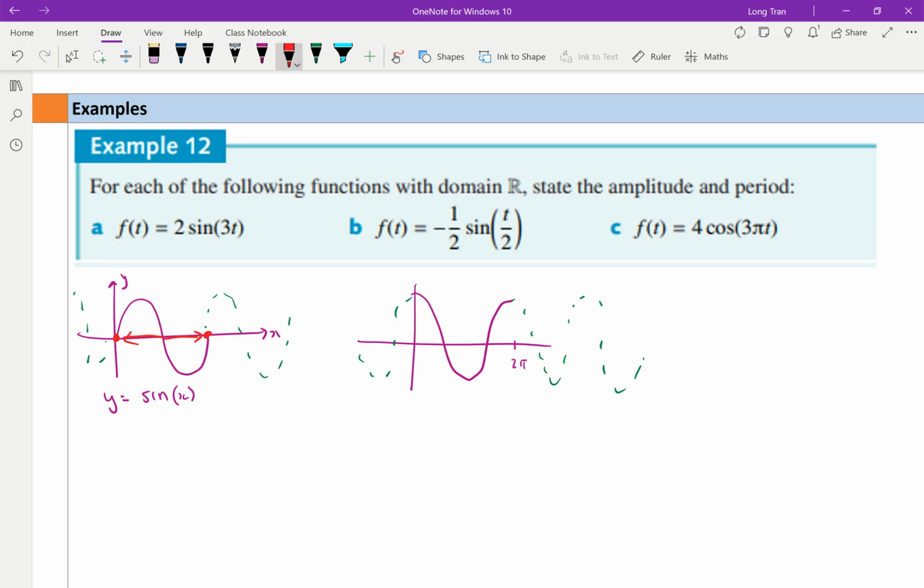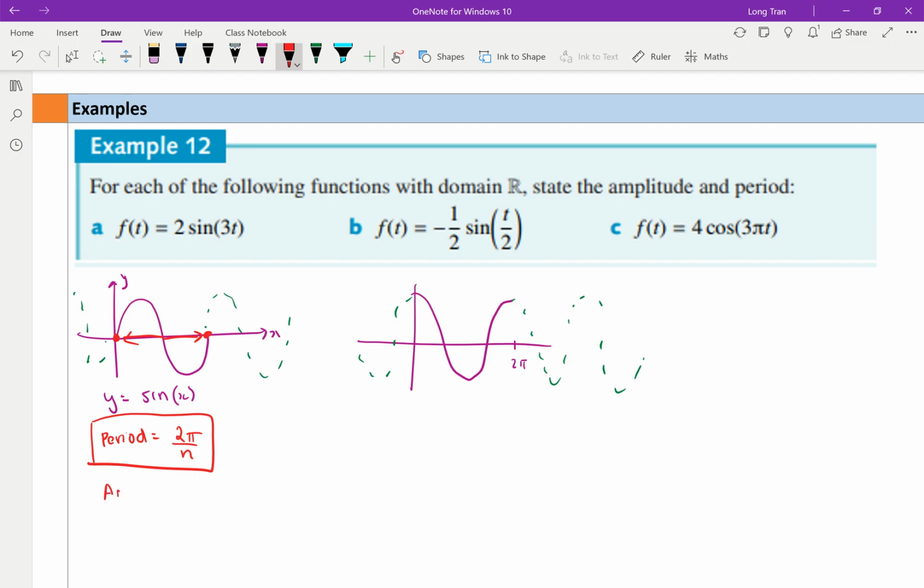Remember for sine and cosine, the period is given by 2 pi divided by n. In class I would have talked about why it's divided by n. It's simply a dilation factor. And same thing for cos.